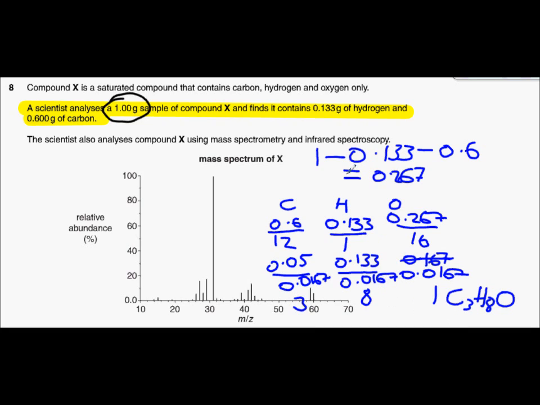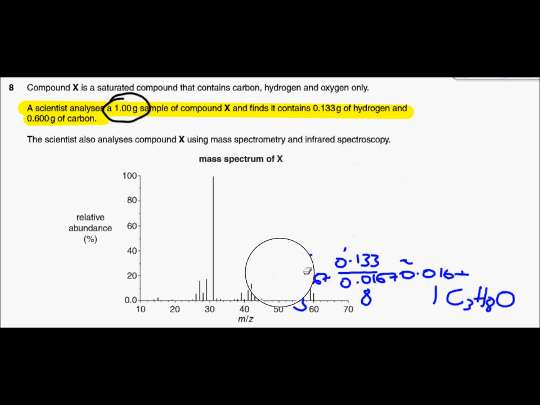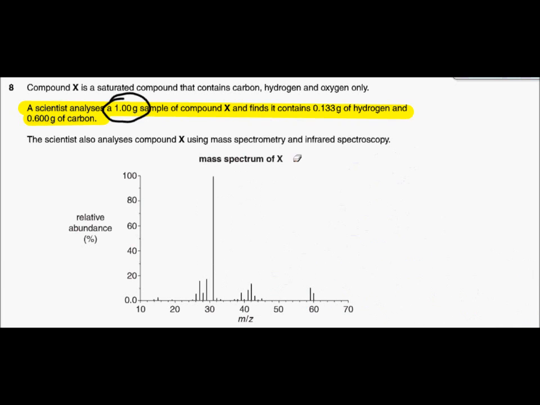Then, from there, we know now then that we've got an empirical formula equal to C3H8O. This is where we use our mass spectra.